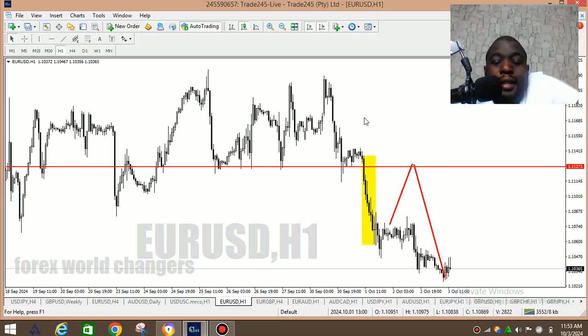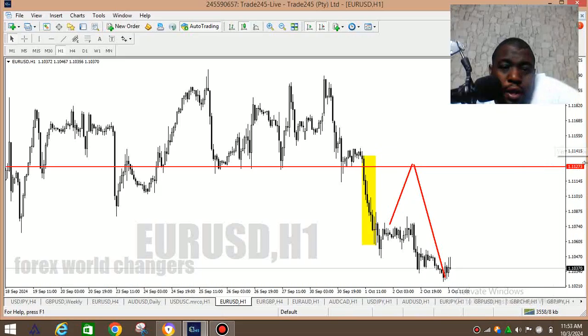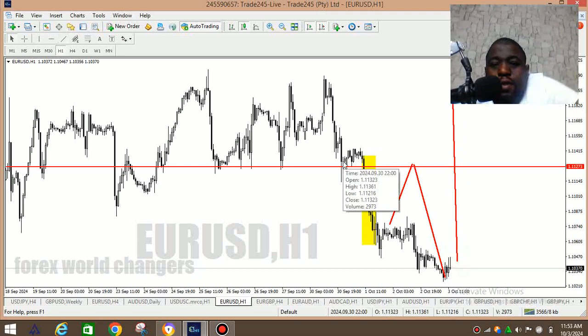It won't be a good idea to actually wait for it to come here because NFP candles are so dramatic. So they will just push. Where's my monitor now? It will just push. Let me just draw it for you. So it will just go up and break all these orders.